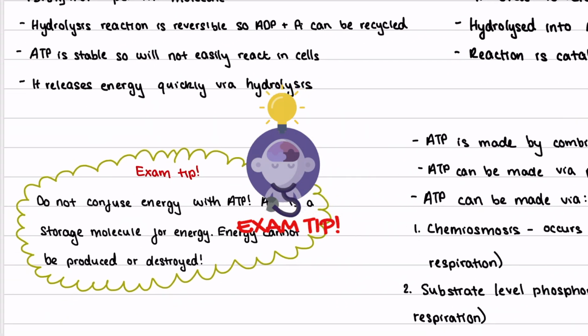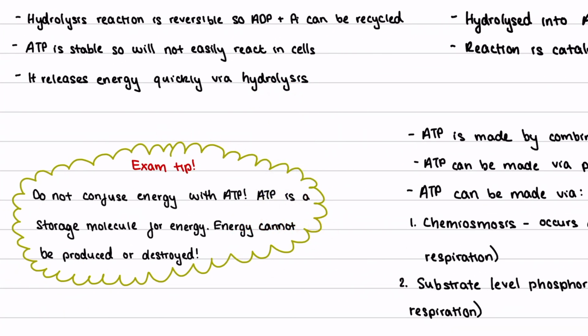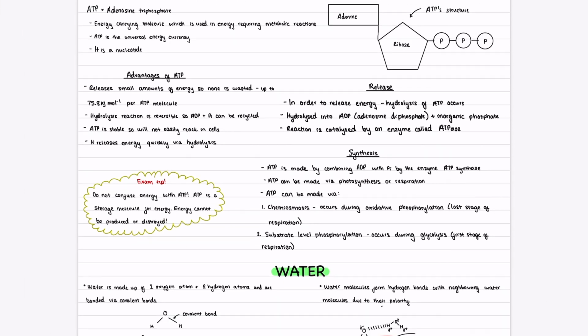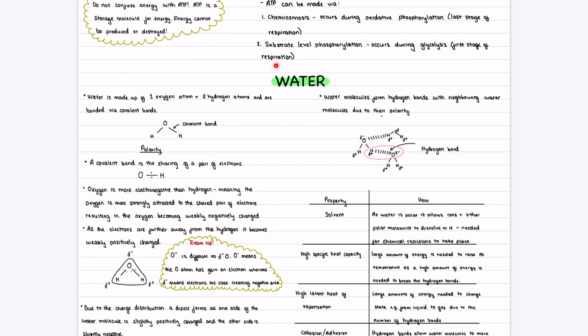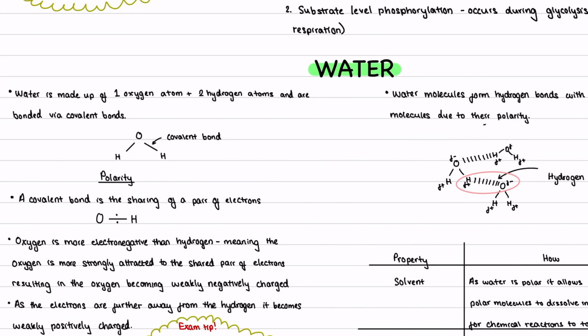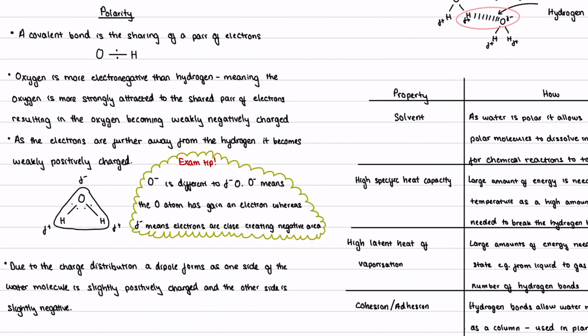Now, the important thing to remember is that ATP is not energy. ATP is a storage molecule for energy. Energy cannot be produced or destroyed. So now, water. Water is made up of 1 oxygen atom and 2 hydrogen atoms, and they are bonded via covalent bonds. Oxygen is classed as a polar molecule.